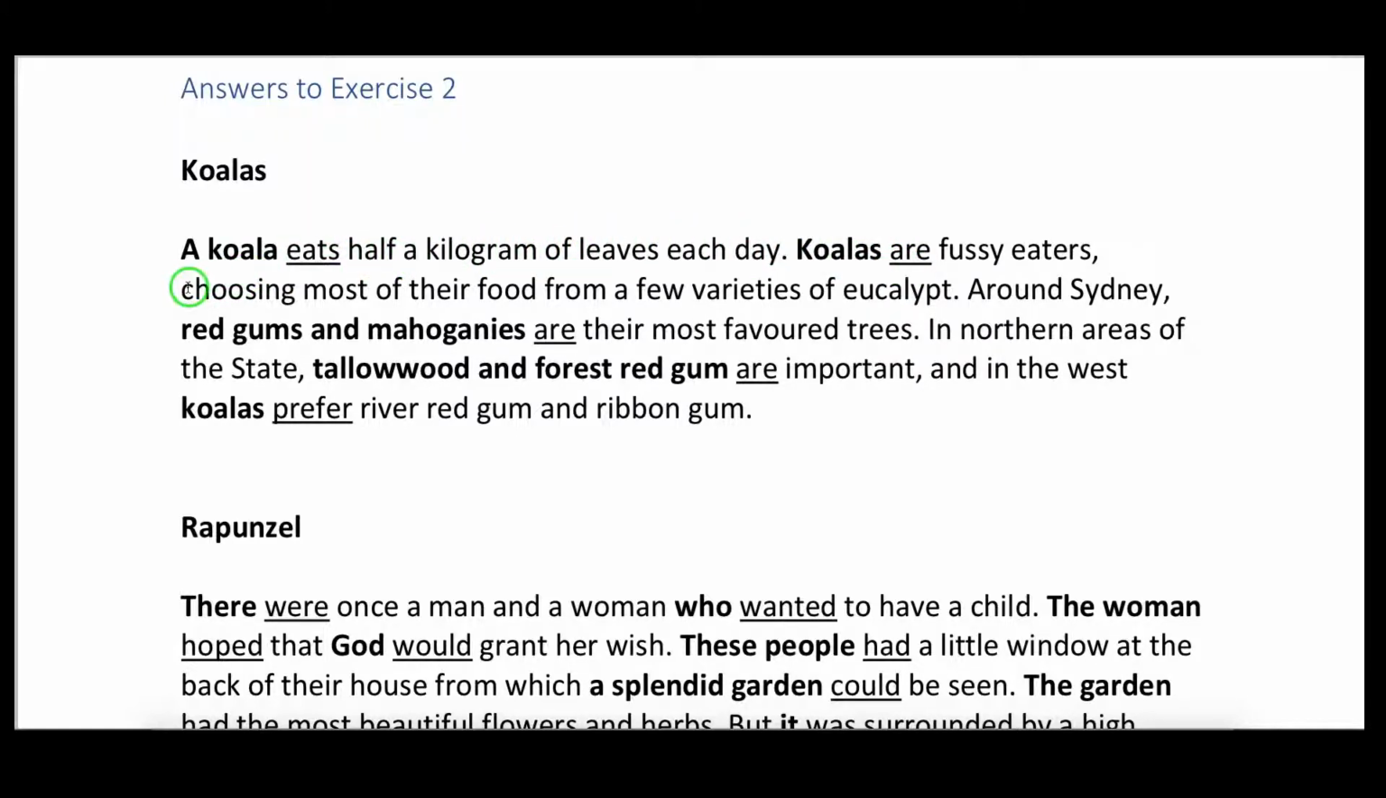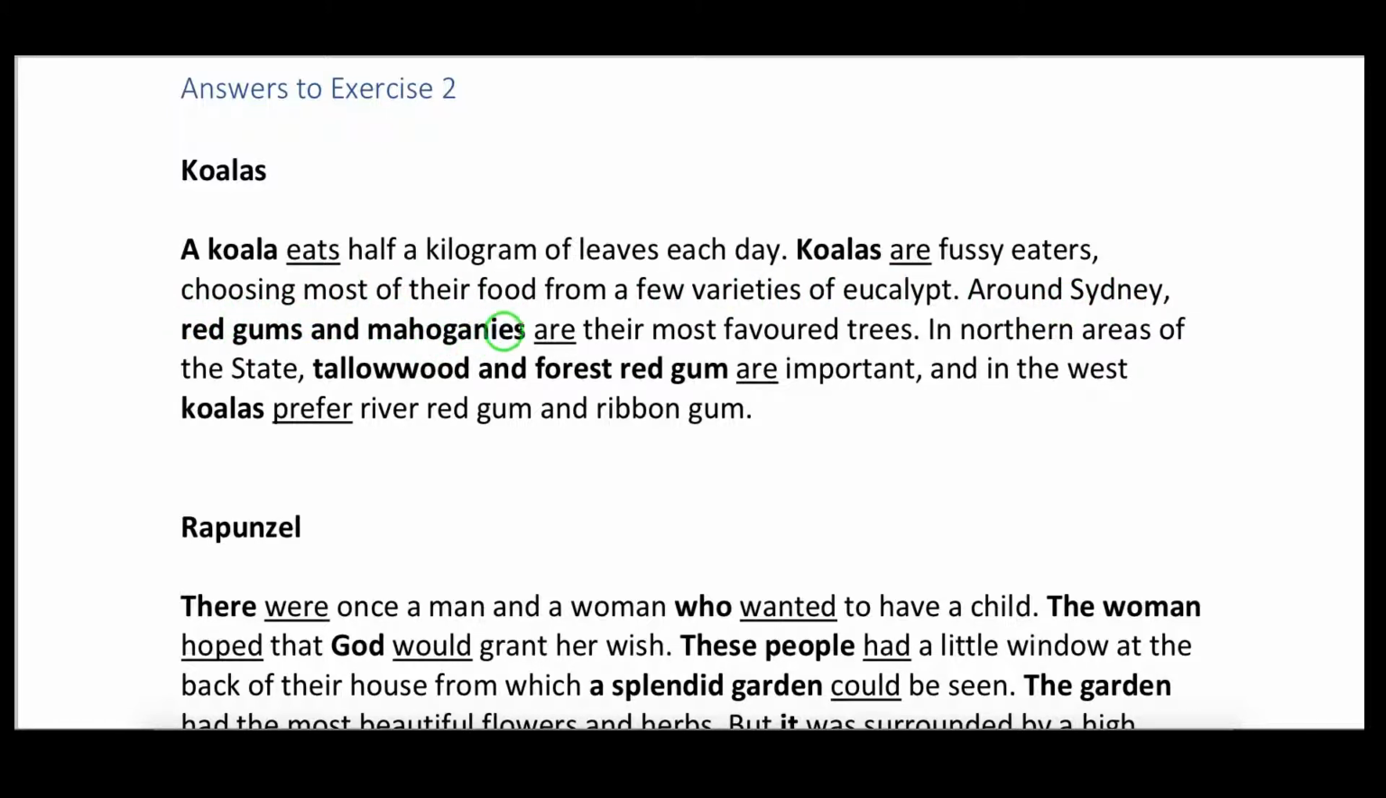Now, the next clause here doesn't have a finite element, so we're just going to ignore that one. The next sentence is around Sydney. That's a circumstance, so we can just ignore that. It's not the subject.